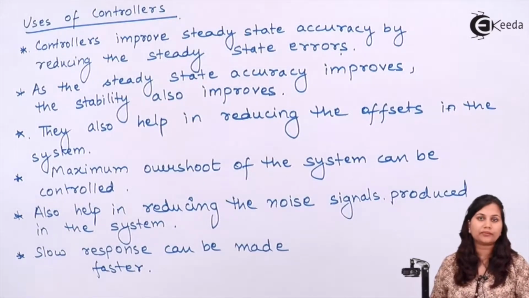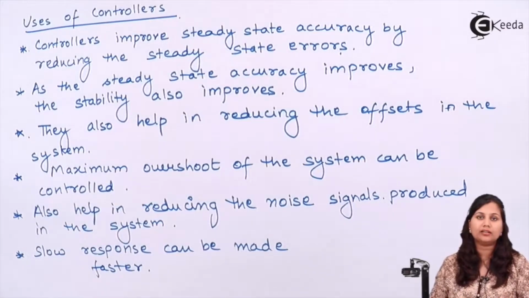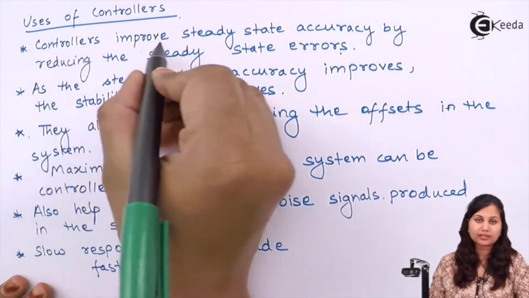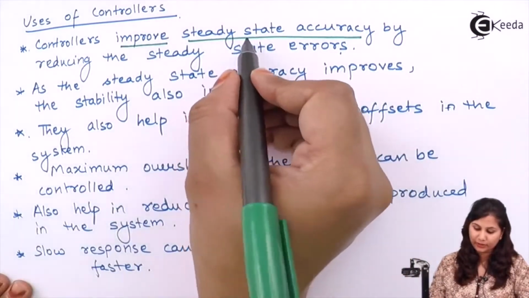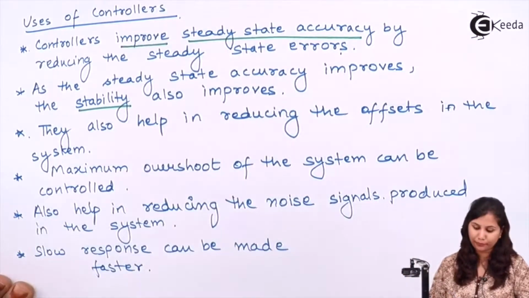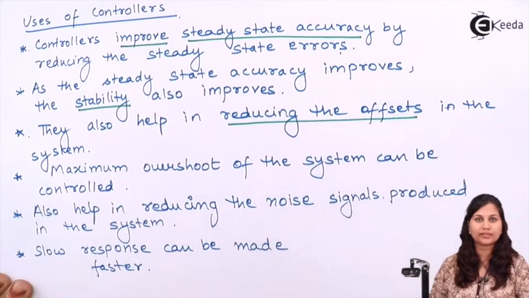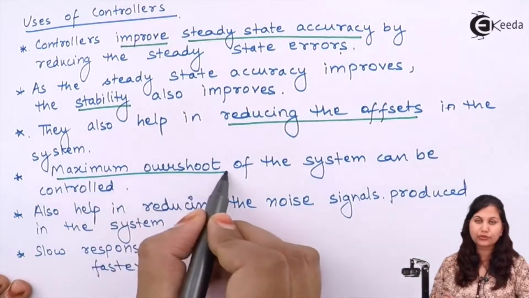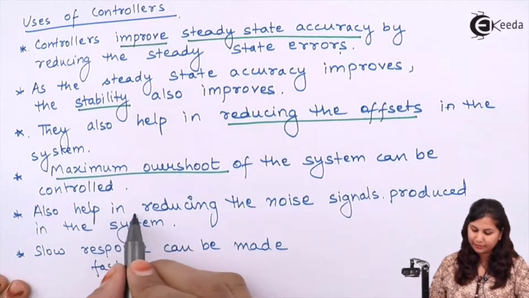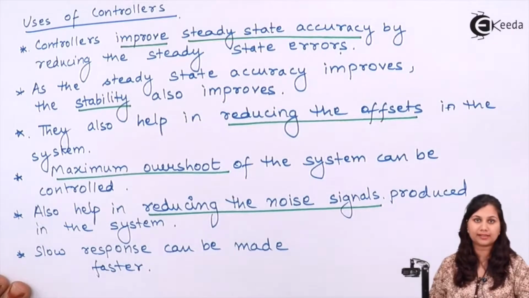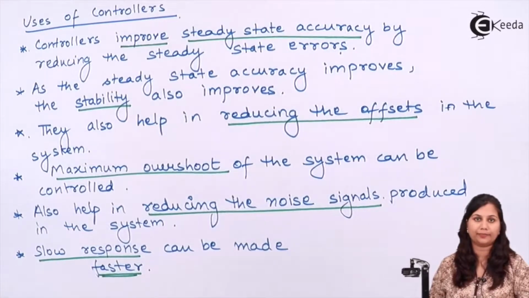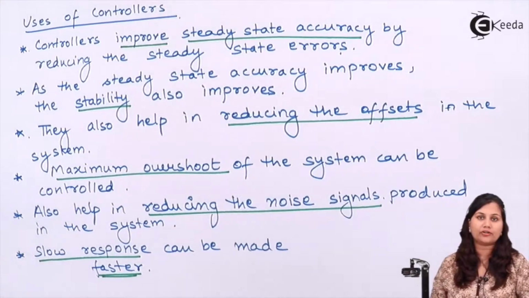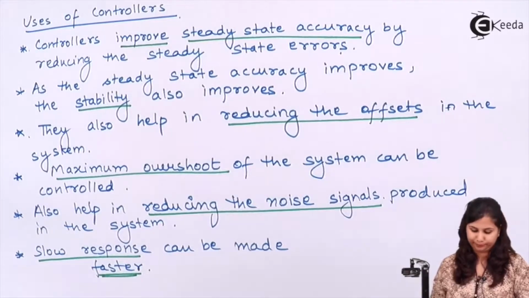So these are the uses of the controllers, the reasons why they are used in control systems. First, they improve the steady state accuracy, and because accuracy is improved, stability is also improved. Also, they help in reducing the offsets in the system. Maximum overshoot of the system can be controlled. They help in reducing the noise signals produced in the system, and also help in making the response of the system faster. So these are the reasons why controllers are used in the control system.